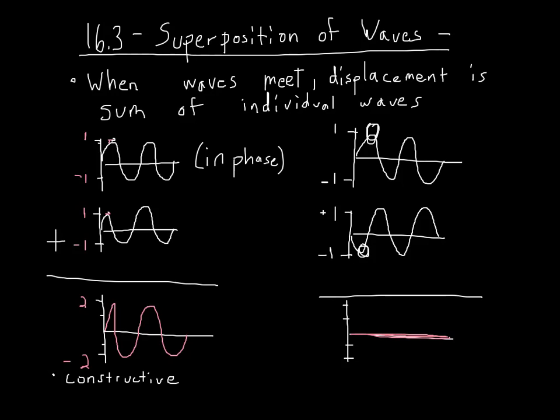This kind of interference, this kind of combining of waves is called destructive addition, destructive interference. The waves kind of destroy each other. When we have a wave where the maximum position of one corresponds to the minimum, the negative position of the other, this is what we call being out of phase.